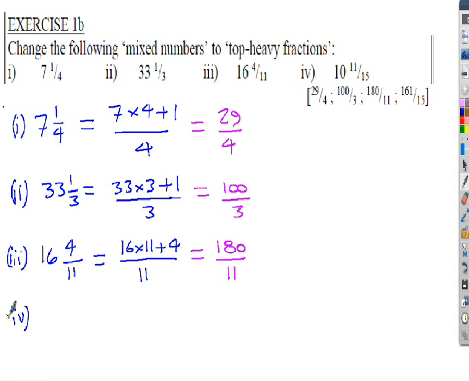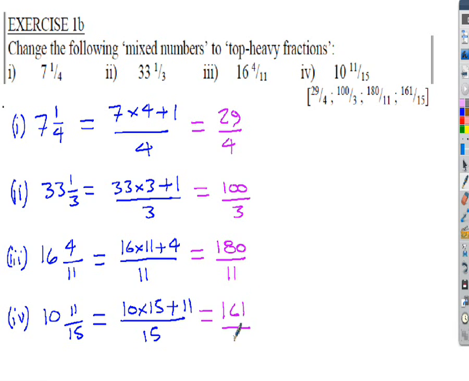Finally, part 4, we're given 10 and 11/15. Got to write that as a top-heavy fraction. On the top line, that will be 10 multiplied by 15, and we add 11. Evaluating the top line, 10 multiplied by 15 is 150, add 11, 161, so it's 161, and that's divided by 15. So in this case we've converted the mixed numbers to top-heavy fractions.